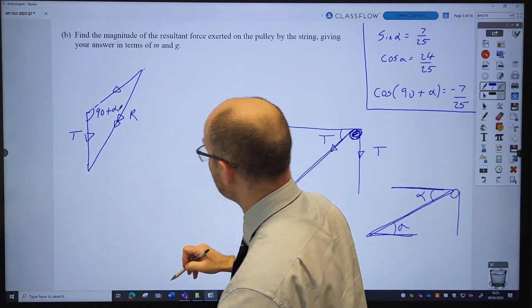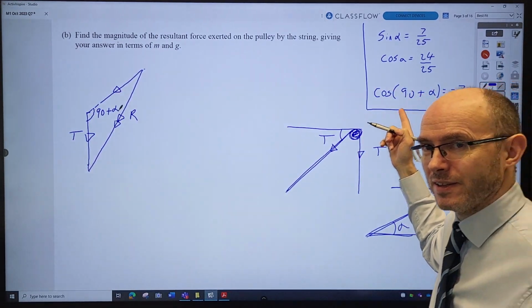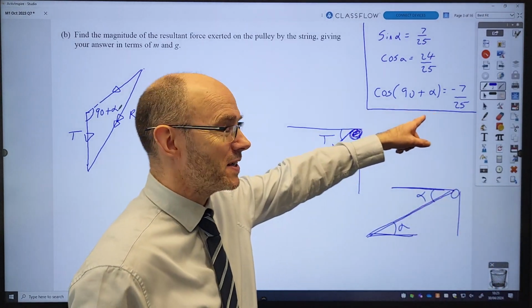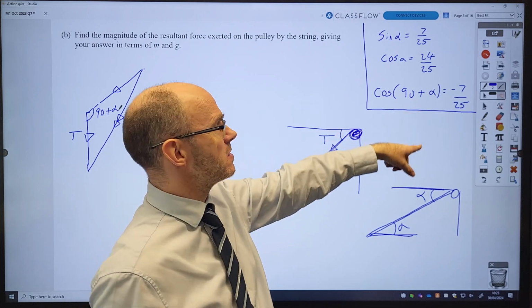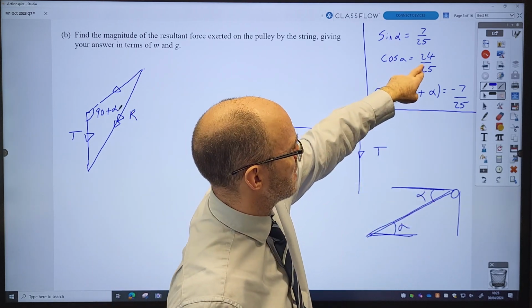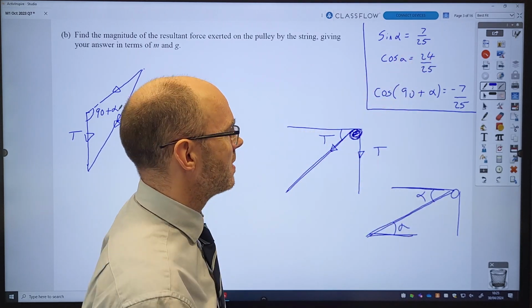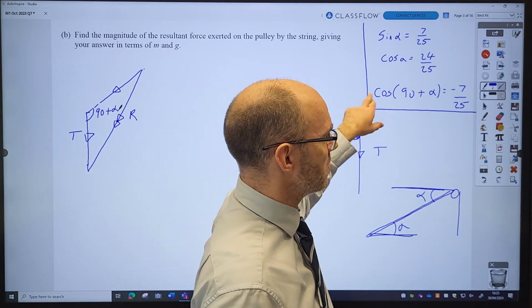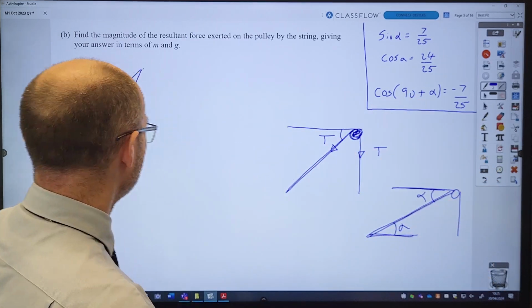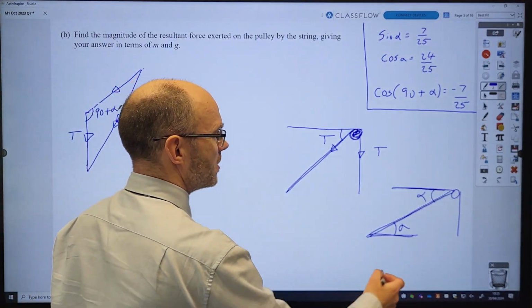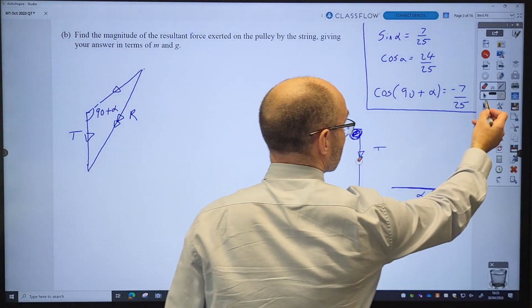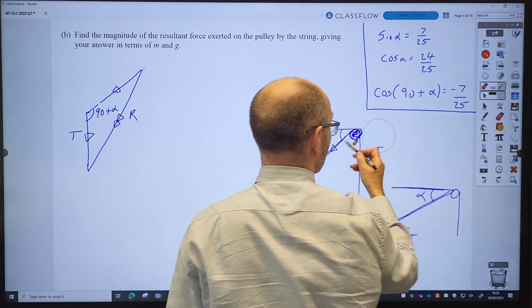All right, now I've worked out previously, you can see there's a note to myself, we had this and this. You could work it out using a calculator: do inverse cosine to work out what alpha is, then do 90 degrees plus that, take the cosine, and you get negative 7 over 25. Anyway, the cosine of that is negative 7 over 25. I'm going to use the cosine rule, and I'm going to get rid of this now because I no longer need it.